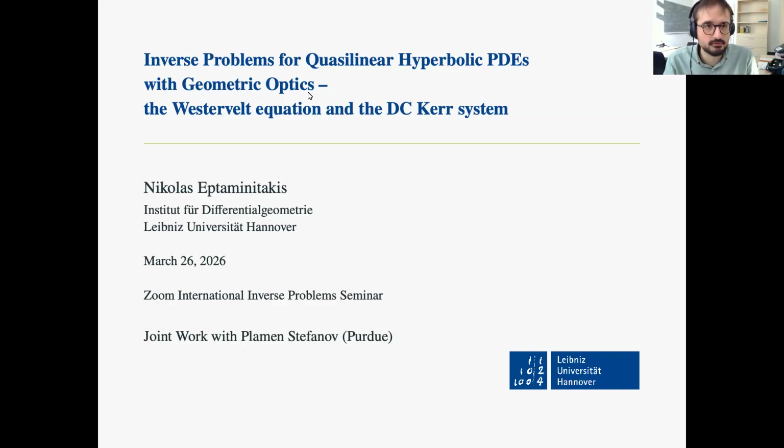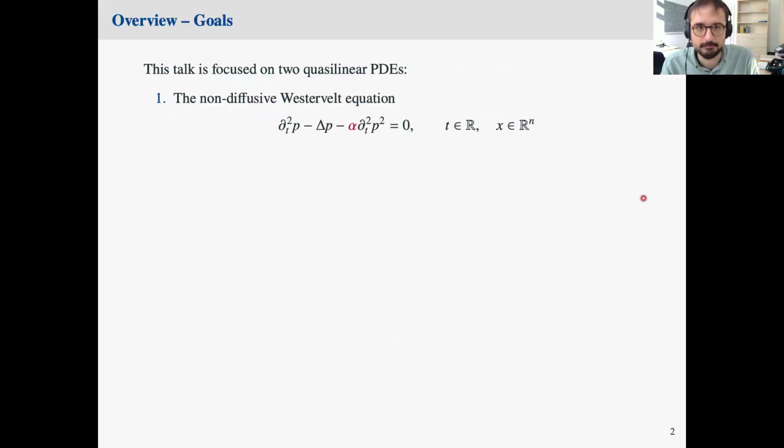So basically, we treat two different nonlinear PDEs with similar methods. And part of the take-home message is that each one of these problems has to be treated differently because the behavior is quite different somehow. So the first one is the non-diffusive Westervelt equation, which looks like the usual wave equation that has a nonlinear term, which makes it quasi-linear. So we're taking two time derivatives of p squared. I'm going to say more about what these things are later.